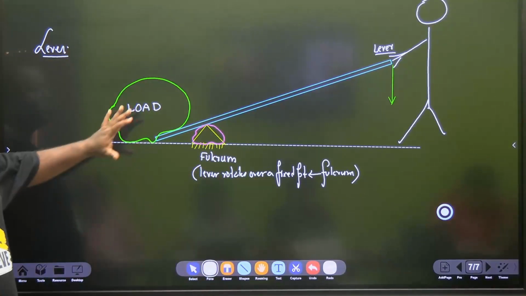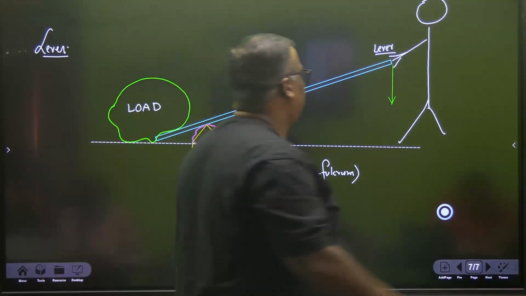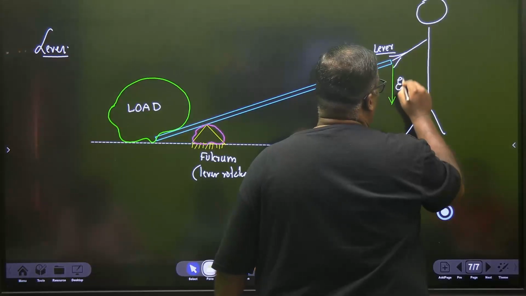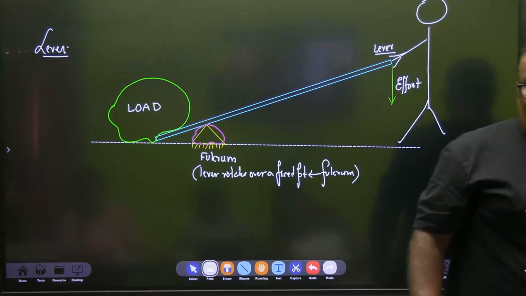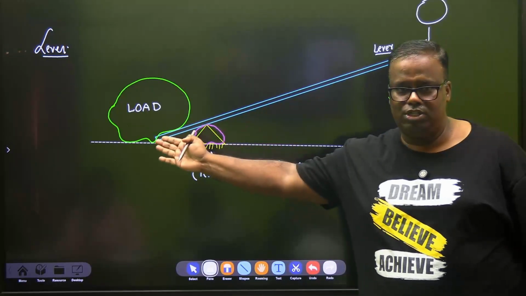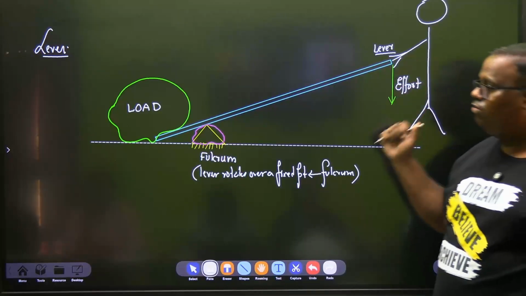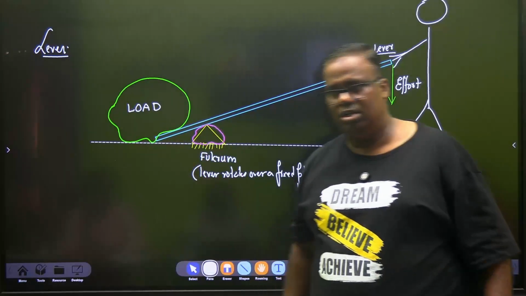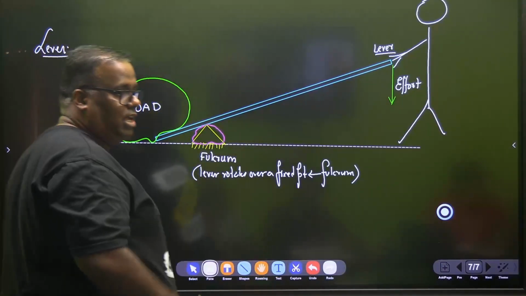So this is my load, and on this side I will be giving my effort. Since it is a mechanical machine, the mechanical advantage has to be increased because we don't have the power to lift this load. So we should be making it a force multiplier. Yes or no? Now we will see the mathematics of it, how to make it a force multiplier, so that with lesser effort we are able to move this load. Is this understood?